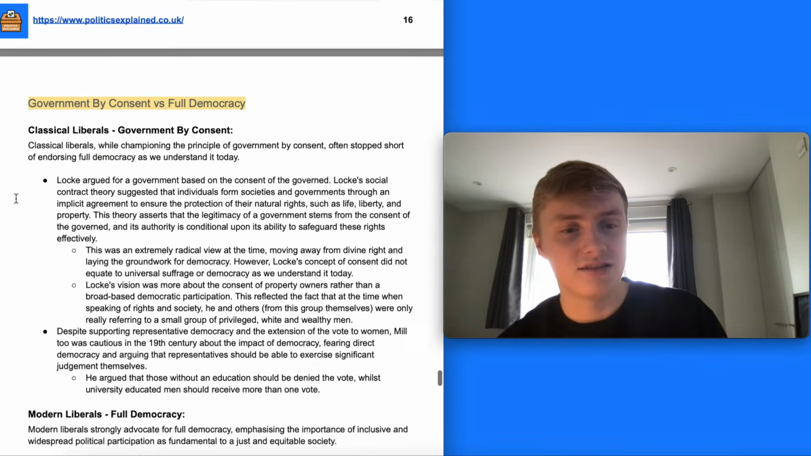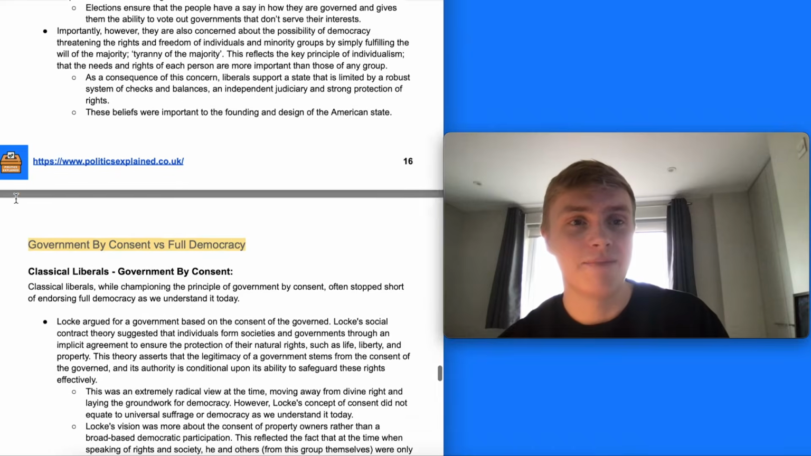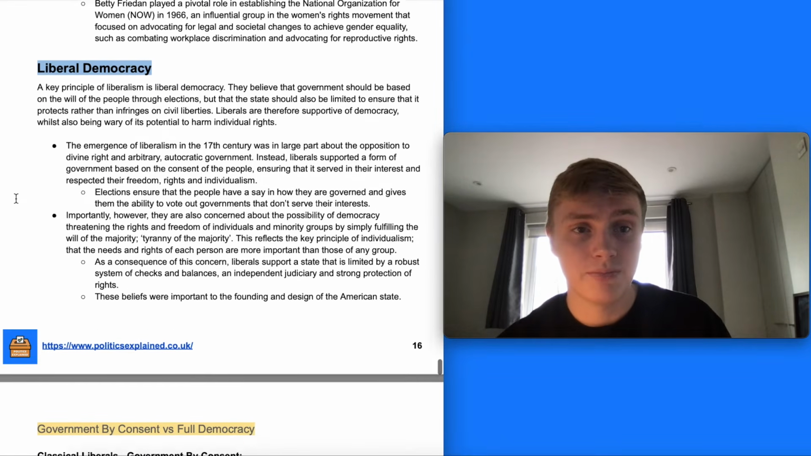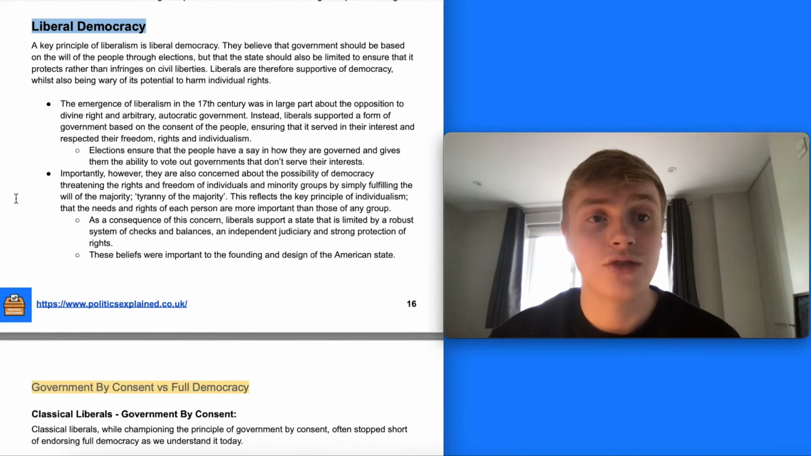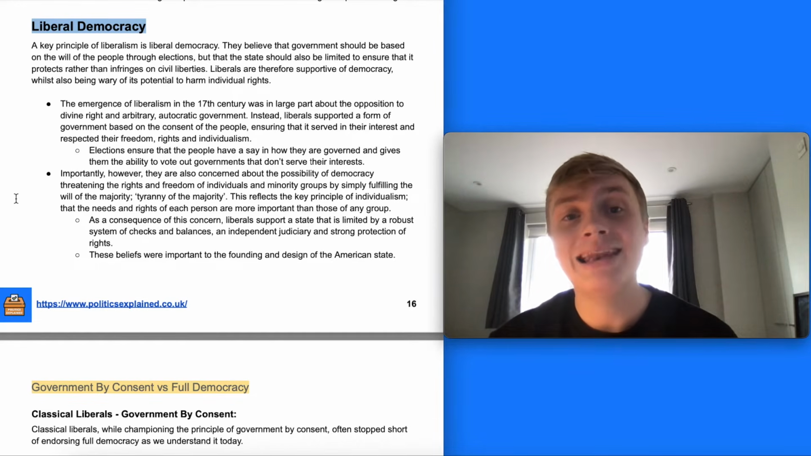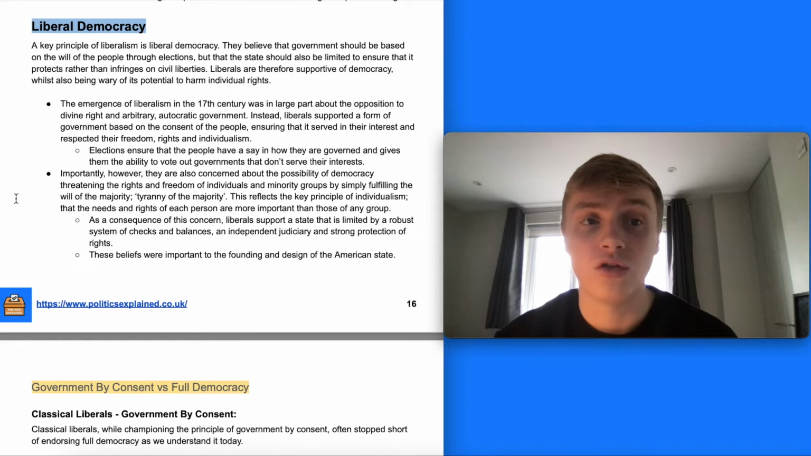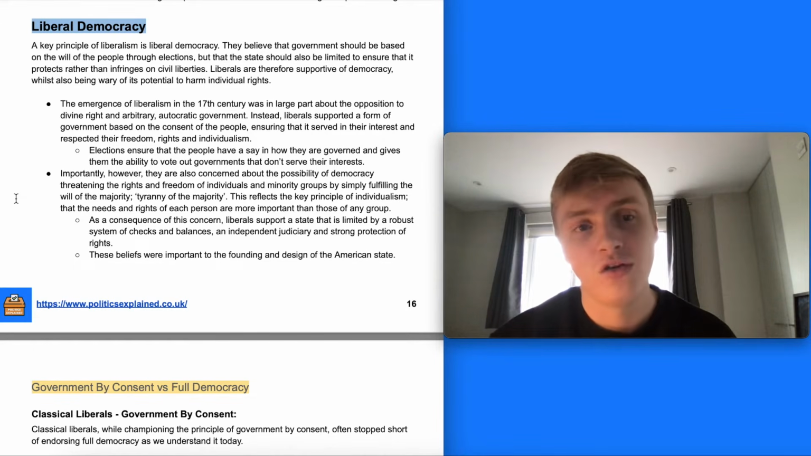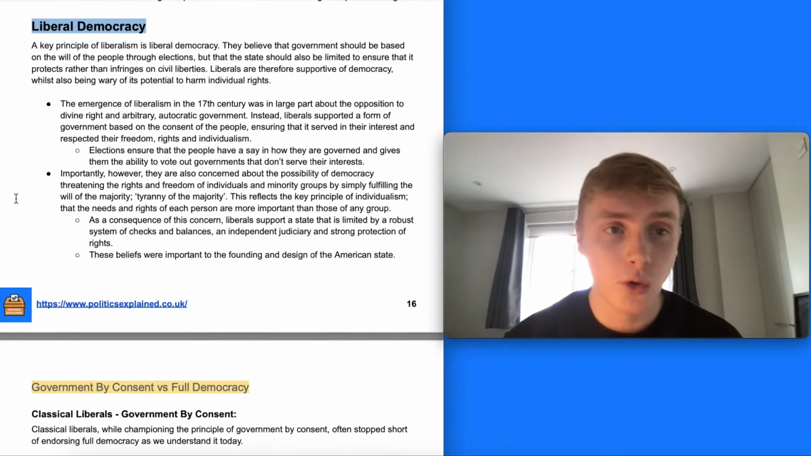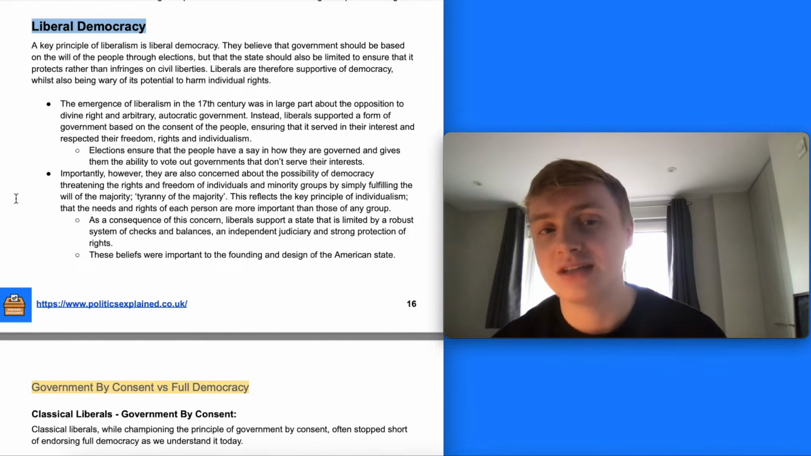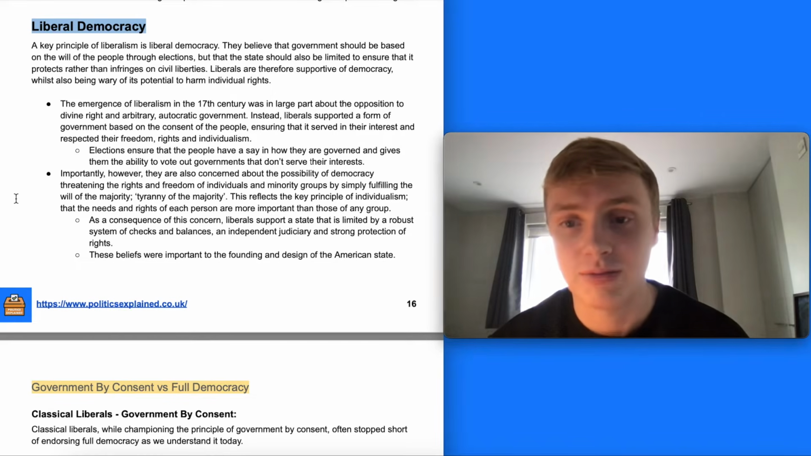Okay, I think this is the final principle we're going to have a look at now. It is, yeah, and that's liberal democracy. So this is a belief that government should be based on the will of the people through elections, but that the state should also be limited to ensure that it protects rather than infringes on civil liberties. So this combination is a liberal view of democracy. So they're supportive of democracy, but also wary of its potential to harm individual rights, especially through tyranny of the majority.